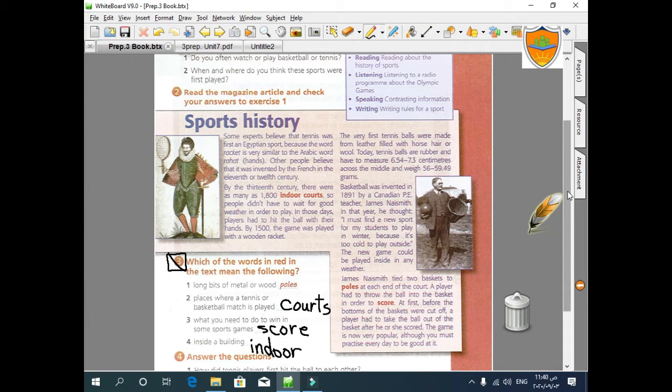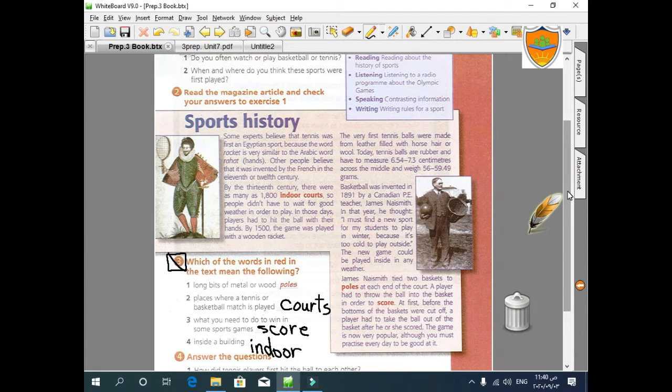Basketball was invented in 1891 by a Canadian physical education teacher called James Naismith. In that year, he thought, I must find a new sport for my students to play in winter because it's too cold to play outside. The new game could be played inside in any weather. James Naismith tied two baskets at each end of the court.